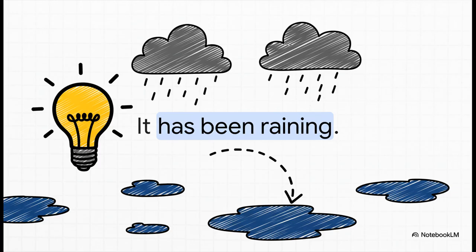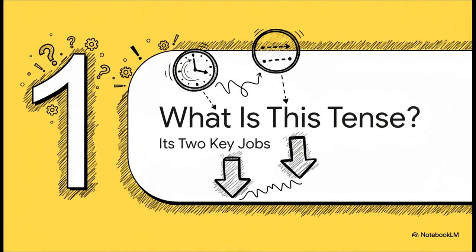It's the perfect way to connect something that happened in the past, the rain, with a result you can see right in front of you, the wet ground. That's the whole magic of this tense. So what's this tense really all about? It might sound like a mouthful, but it basically has two main jobs to do. Let's break down exactly what those are.